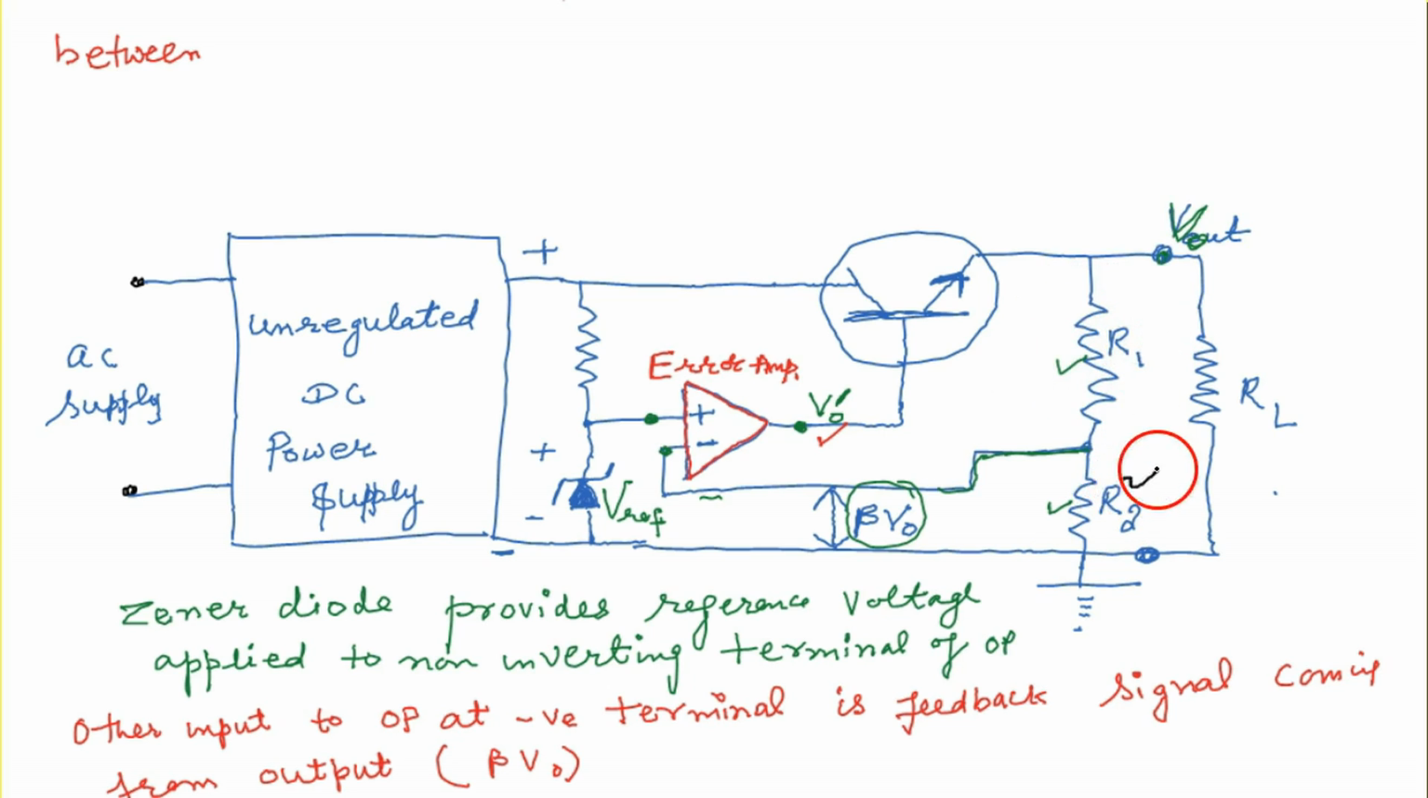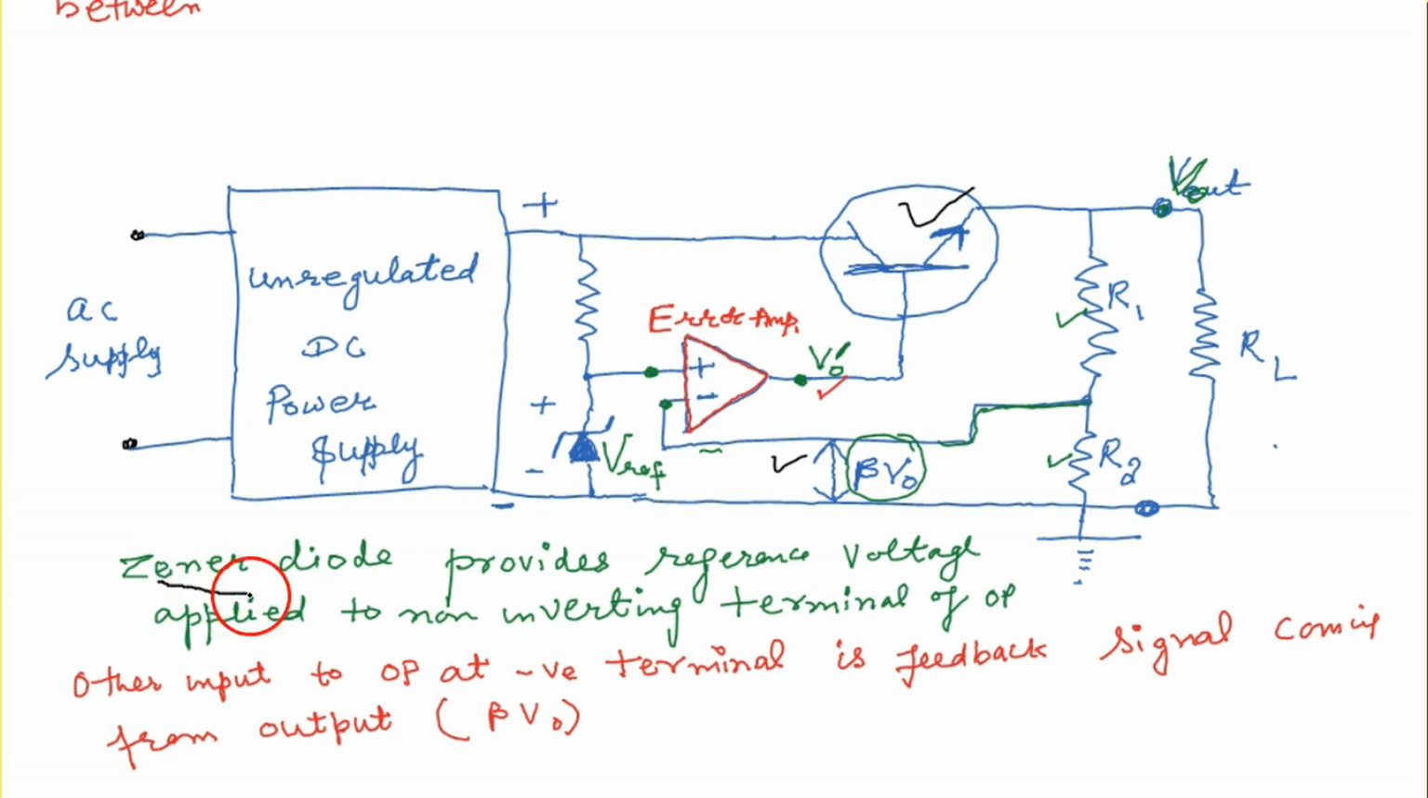A feedback network produces a voltage proportional to the output voltage, that is beta V0, the feedback signal, applied to the inverting terminal of the op amp. The Zener diode produces a reference voltage applied to the non-inverting terminal. Then the comparator compares the two and produces a control signal V0 dash applied to the base of the transistor. Then the transistor adjusts its voltage so that the output voltage remains constant.